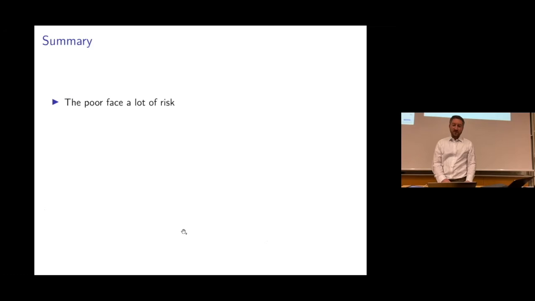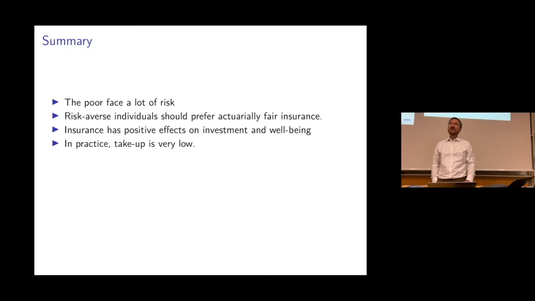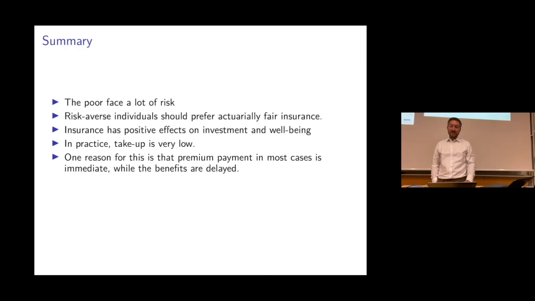Okay, so let me sum up what I've told you. We've seen that the poor face a lot of risk, that when you're risk averse and you get an actuarially fair insurance offer, you should like to take up that insurance. And we've seen that there's some evidence to suggest that insurance actually has positive effects on investment and well-being, but in practice, insurance take-up is very low. The study by Jack and Lorenzo that I showed you suggests that one reason for that is that the premium payment in most cases is immediate, but the benefits are only delayed. And if you put that together with liquidity constraints and present bias, it would lead to low demand for insurance.